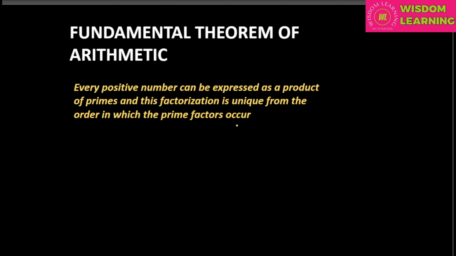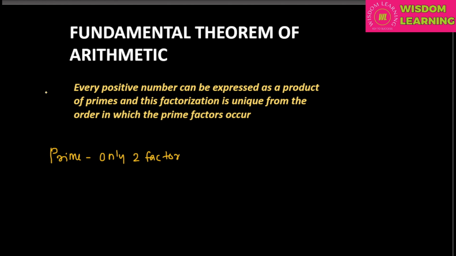What is the meaning of this? Any positive number, that means any natural number, we can consider as a product of primes. What is a prime number? A prime number has only two factors. Which are they? They are 1 and itself.